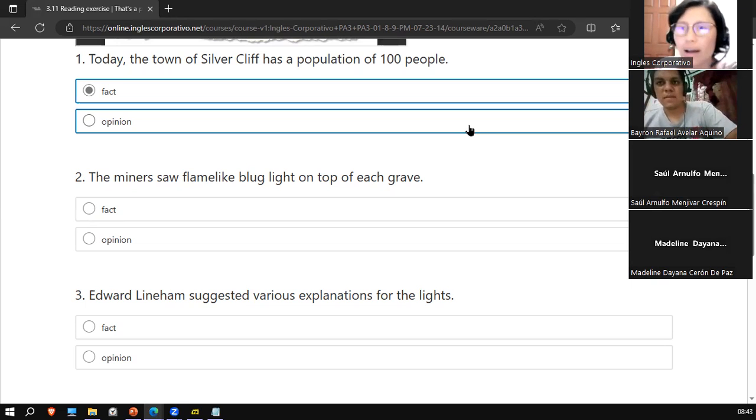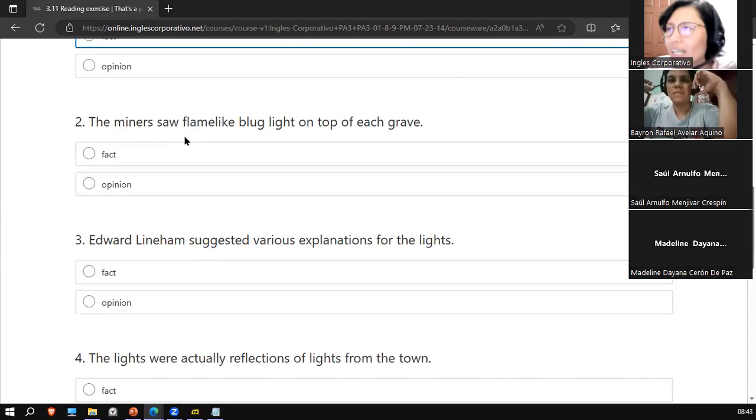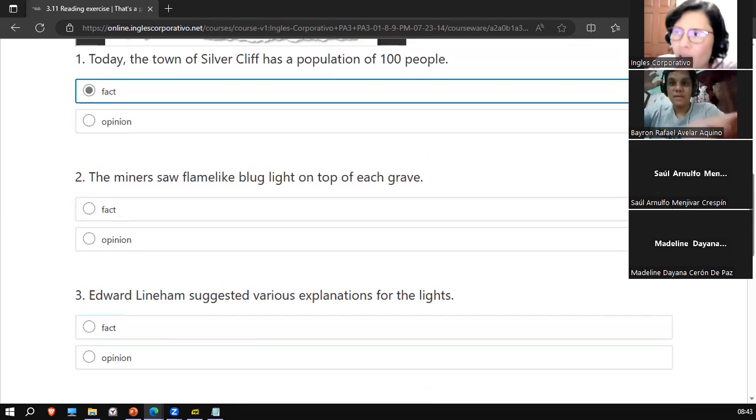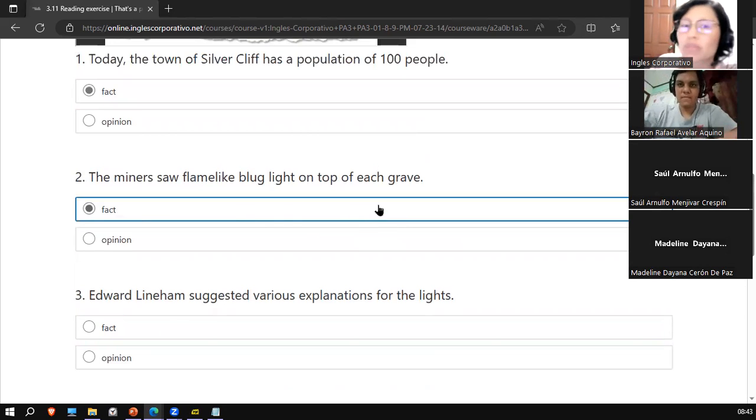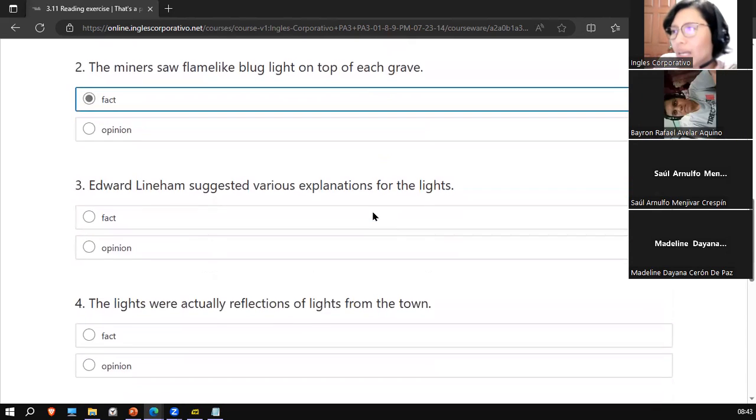¿Qué otra cosa? I have a daughter, she's 15. ¿Verdad? Entonces, eso es otro fact sobre mí, es una verdad. I am married, es otro fact. I like cooking, por ejemplo. It's a fact, es una verdad. ¿Ok? Vamos a ver acá. The miners saw flame light blue. Aquí creo que se equivocaron porque es blue light on top of each grave. Fact or opinion? It's a fact, right? Very good, because they registered that encounter.